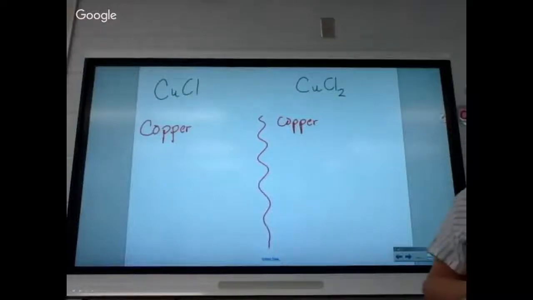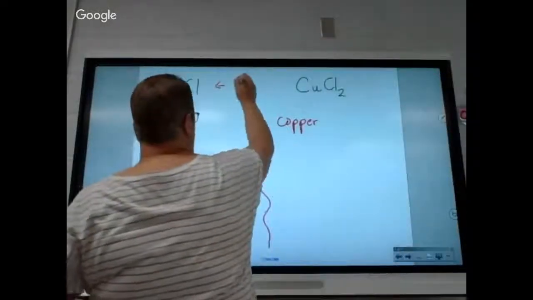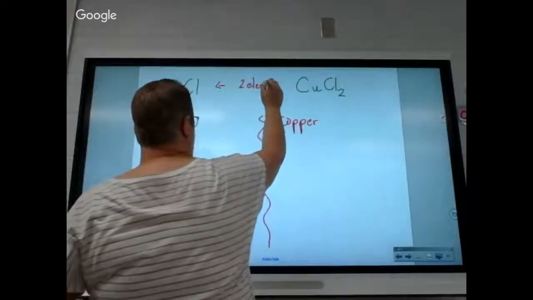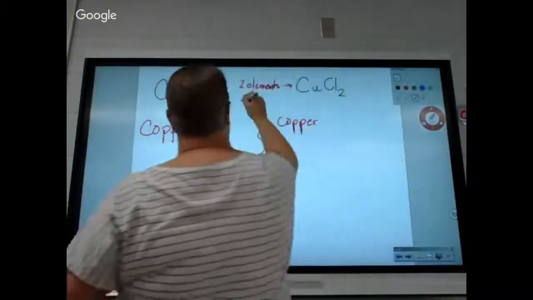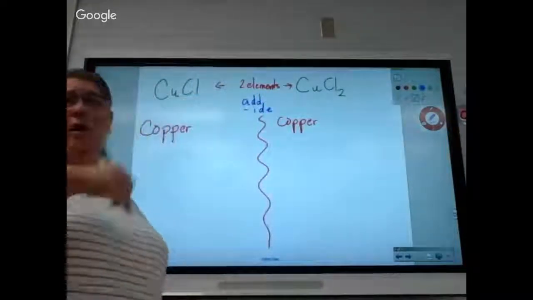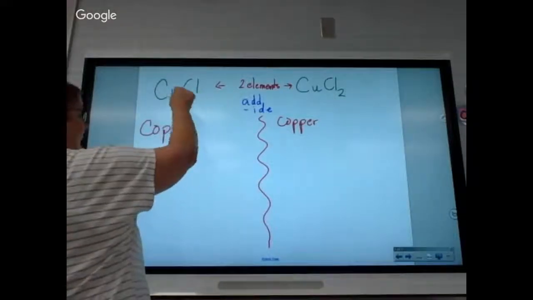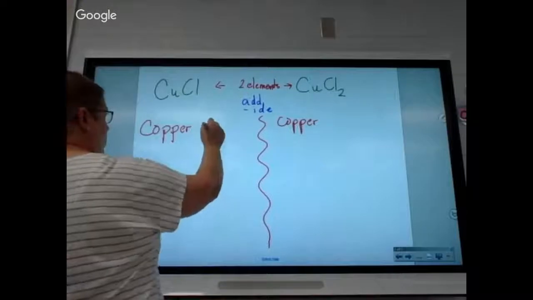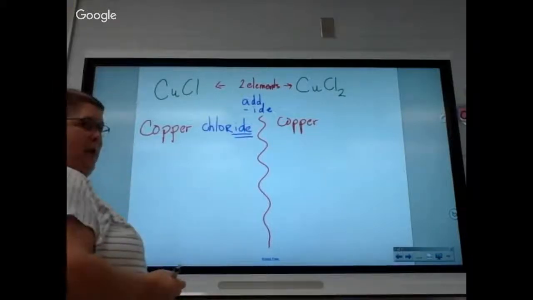And according to step 2, because this is binary means what again? 2. We can look here and we can see that each of these have 2 elements, right? And because they have 2 elements, we have to add IDE. That's why we're going to add IDE, because tomorrow we're going to be talking about polyatomic ions and mixing them up, and you're going to be like, when do we add IDE again, Miss Wall? When you have how many elements in the name? 2. So we're going to make it chloride because it has 2 capital letters.